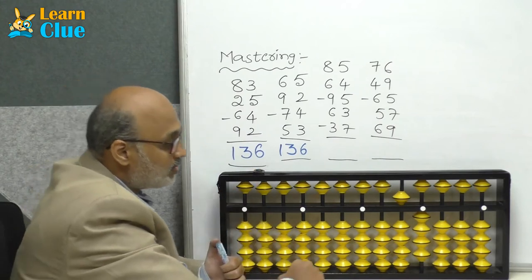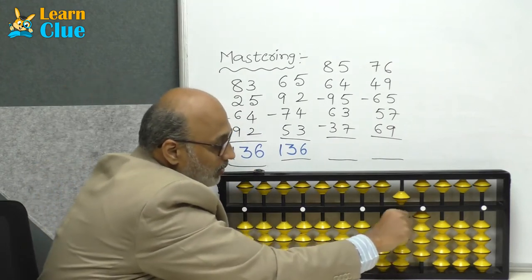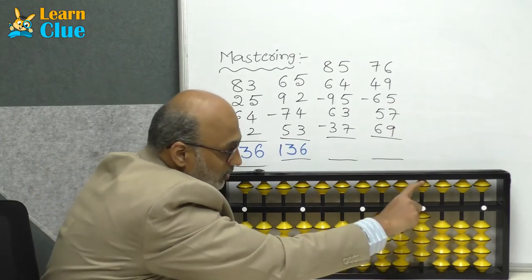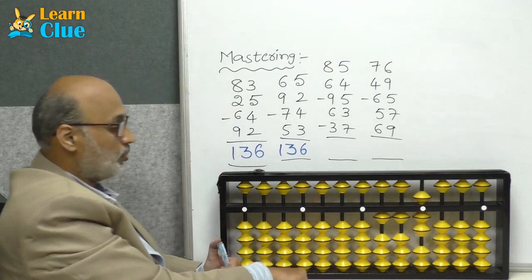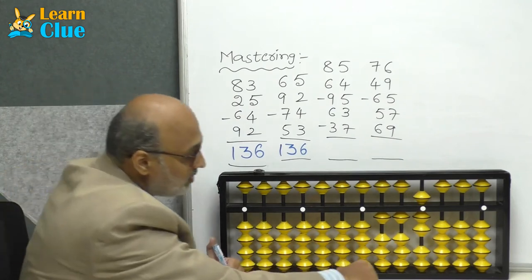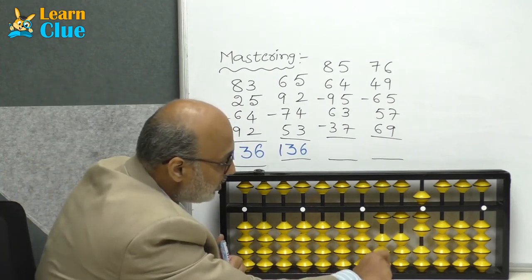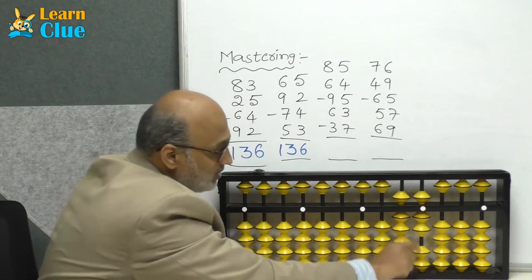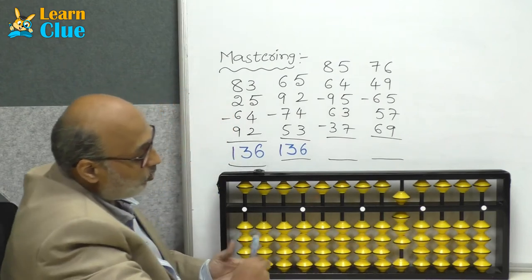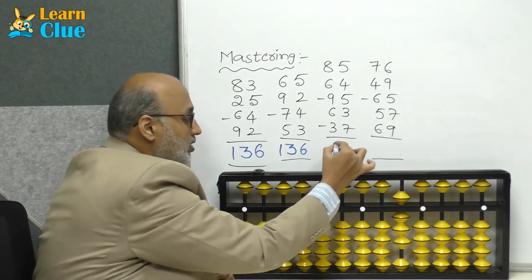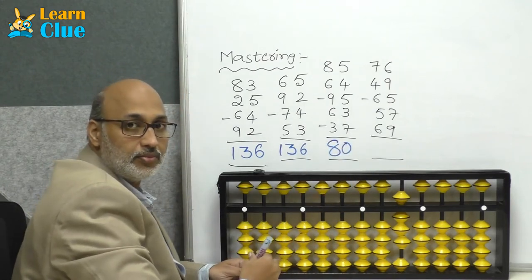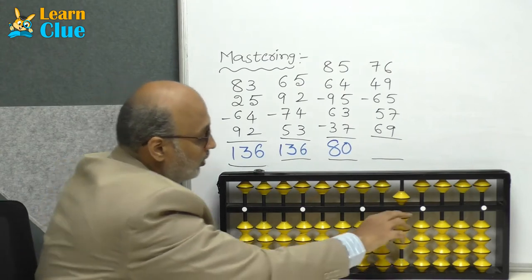Okay, plus 63. Plus 63 is nothing but plus 10 minus 50 plus 100 plus 3 plus 5 minus 2. Now they are asking minus 37. Minus 30 is nothing but minus 100 plus 70 minus 7. What is the answer? Answer is 80. Okay, now we'll see next problem.